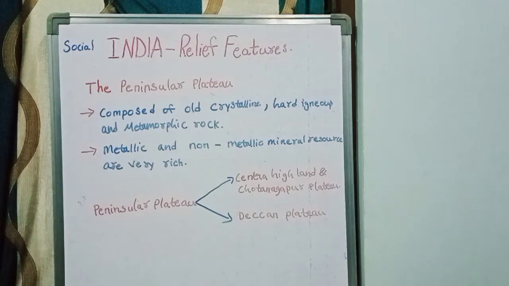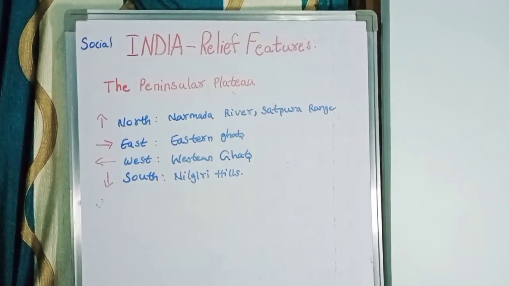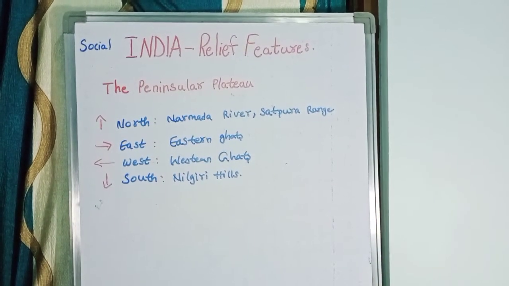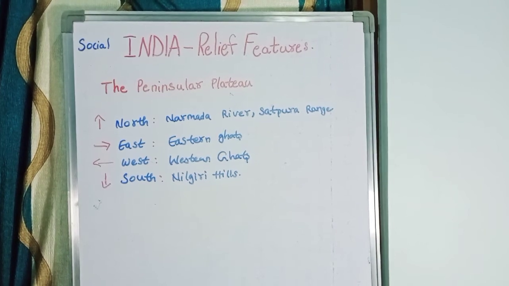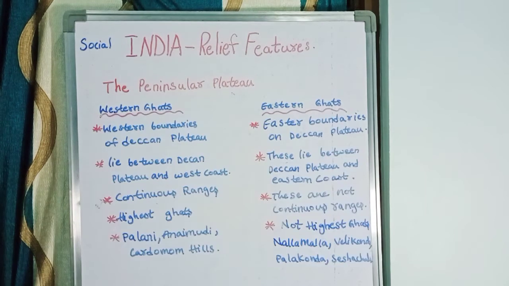Now next is the Deccan Plateau. The Deccan Plateau is a triangular landmass. Now we will see the boundaries of the Deccan Plateau. For north we have the Narmada River and Satpura Range. For east, Eastern Ghats. For west, Western Ghats. For south, Nilgiri Hills. Nilgiri Hills means Ooty. Ooty is known as Udagamandalam. Those hills are known as Nilgiri Hills.